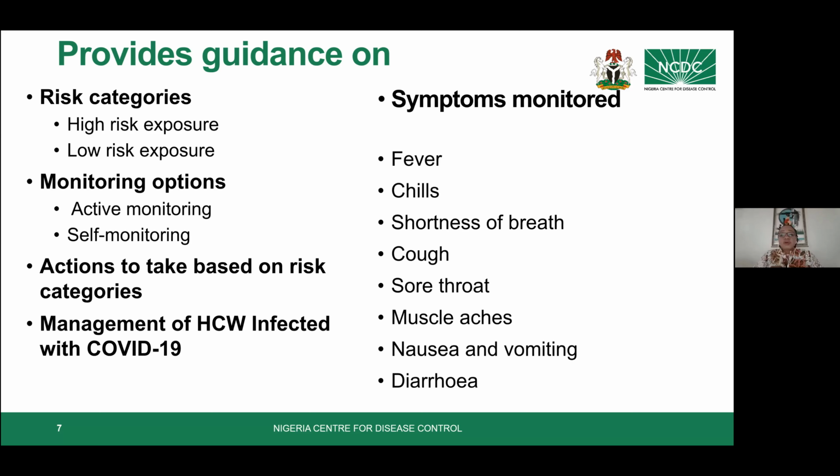And the symptoms we recommend be monitored, and these are based on national data: fever, chills, shortness of breath, cough, sore throat, muscle aches, nausea, vomiting, and diarrhea. And the point we make here is that this isn't just done on its own. We recommend that it be done within the context of an infection prevention and control program, and also within the context of a functional occupational health program that provides support for the health workers.